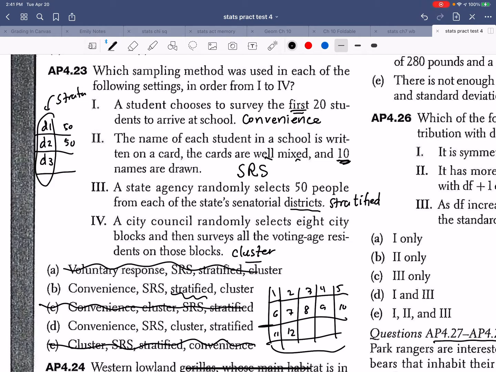Right. Think about the whole map. It randomly picks 8. So maybe it randomly selects 8, and then everybody in that block gets sampled. That is a cluster sample.